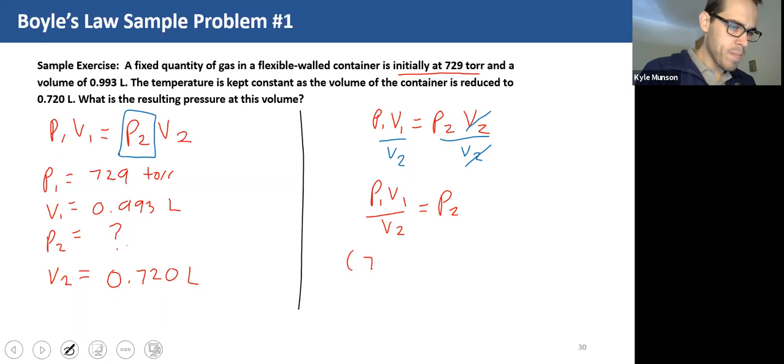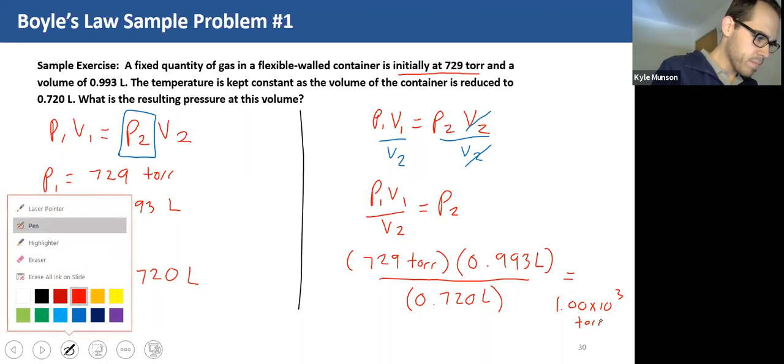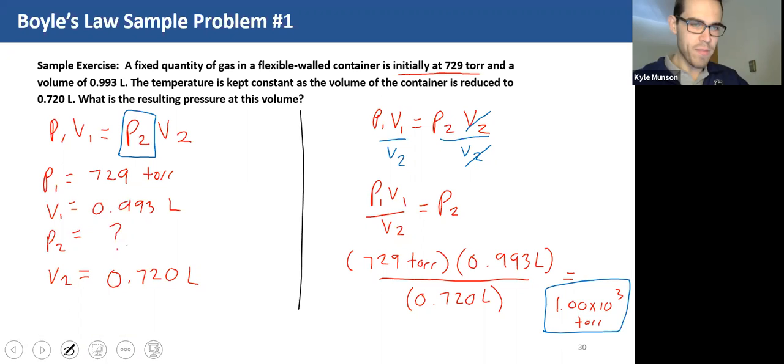So hopefully this is making sense. So 729 torr. And if it's not making sense, feel free to rewind the video or send me an email. Okay. So notice that the units of liters cancel and I'm left with torr. And when I do this, I get 1.00 times 10 to the third torr. Okay, that's my answer. So let me just plug that in my calculator again. It's always good to just double check and see if your answer is making sense. So 729 times 0.993 divided by 0.720. Yep, that's what I'm getting.